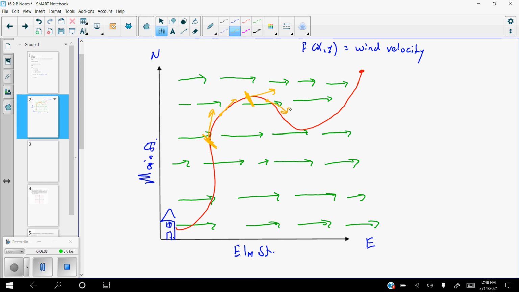But the real question that comes up is, does the vector field help or hurt along the path? Or maybe neither. So does the vector field help or hurt along the path?